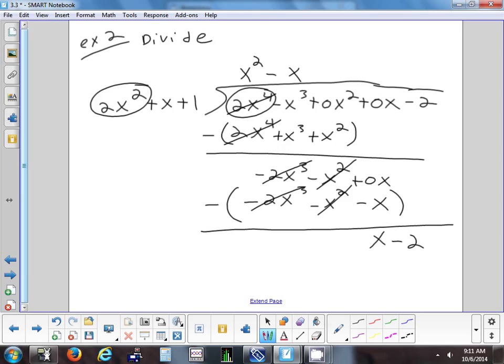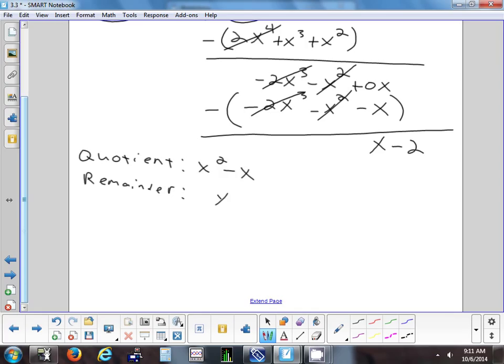Well, in this case, look at the degree of my remainder. This is a degree 1, my divisor is a degree 2. I'm done. X squared does not divide into x. So this is my remainder, x minus 2. So to write our answer, the quotient is x squared minus x. The remainder is x minus 2.